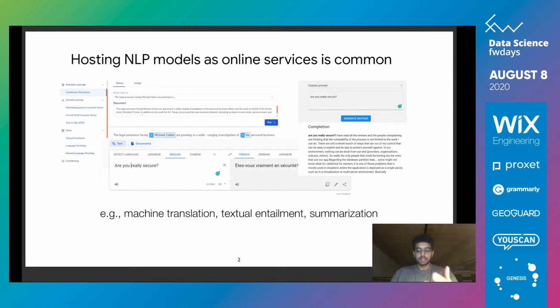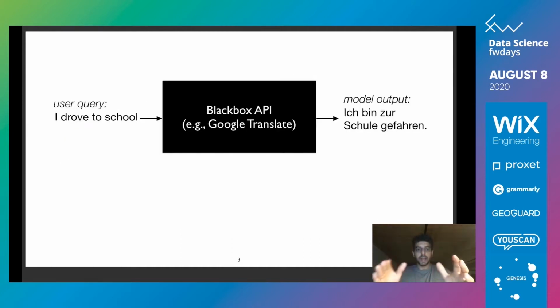And all of these setups follow the same general pipeline in which we have this kind of black box model in which users submit queries. In this case, "I drove to school", and users do not get to see any details of the model. They don't need to know the architecture or the algorithms that underlie the model. They send their query to the model, and they receive some output. So in this case, they receive a German translation of this sentence.